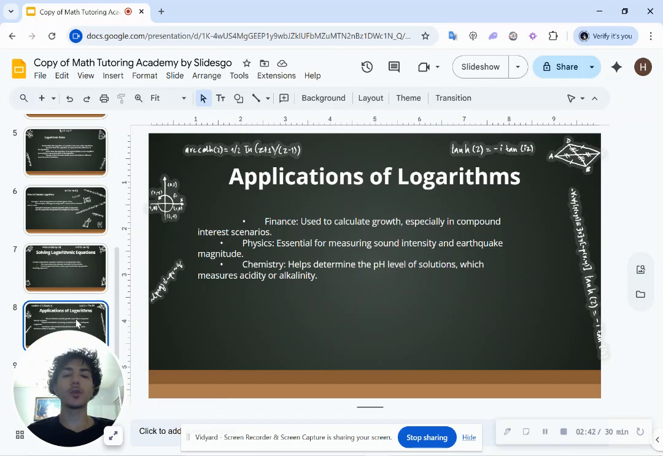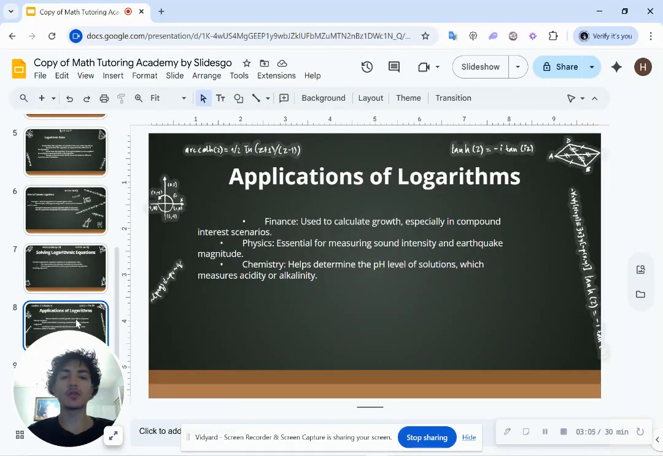Now, another area that we can use in our day-to-day life is physics, essentially for measuring sound, intensity, earthquakes, and magnitude. To determine an earthquake's magnitude, you need to use logarithms, and this helps us predict earthquakes, see when they're going to come, what their magnitude is, and how this will affect our city. Without logarithms, we wouldn't be able to figure these out.